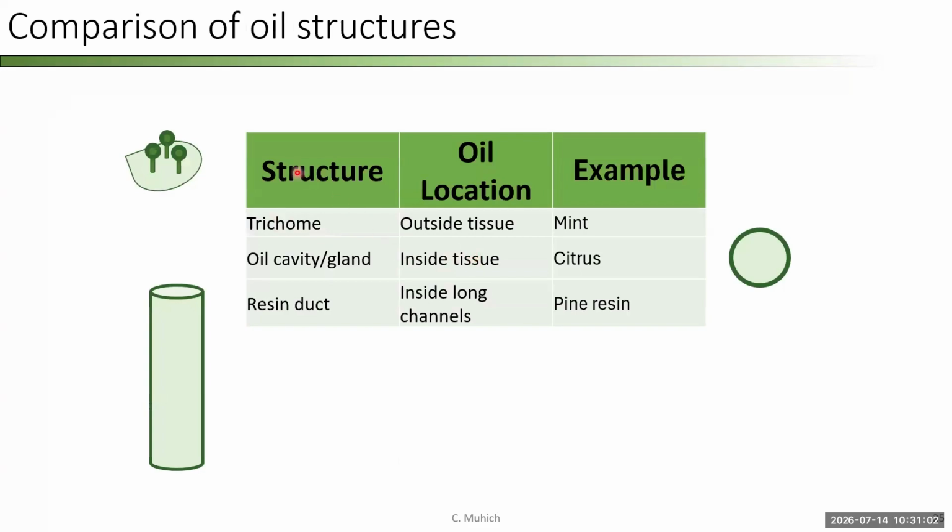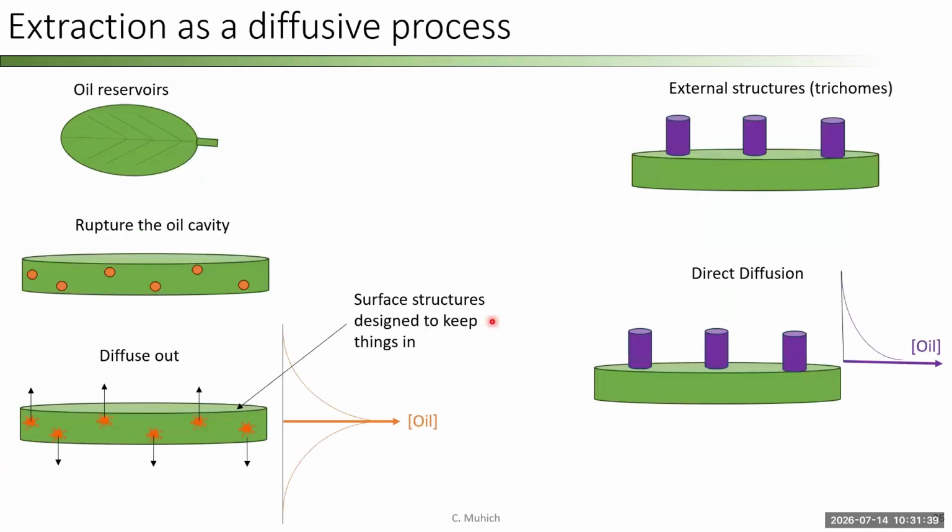All right, and how these are going to be applied, of how well things can move, is going to be dictated by our oil-containing structures. So remember, we have three major oil-containing structures: trichomes, oil cavities, and resin ducts. And importantly, where they reside: those trichomes are going to reside outside of the plant tissue, while the oil cavities and resin ducts are going to live inside the plant matter.